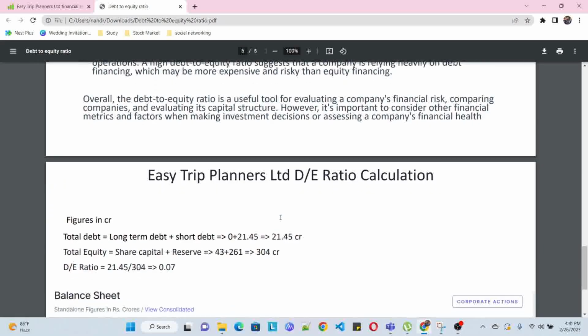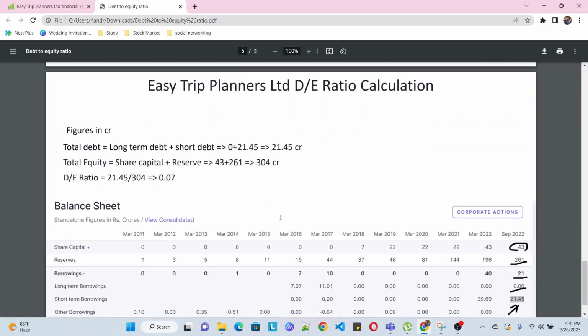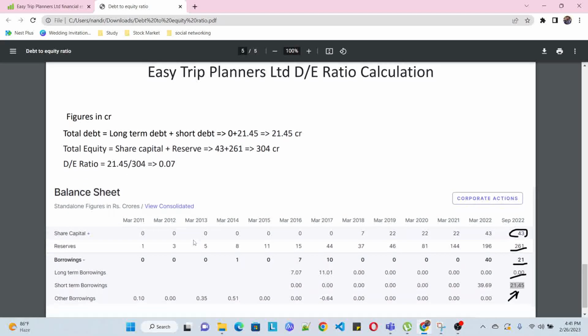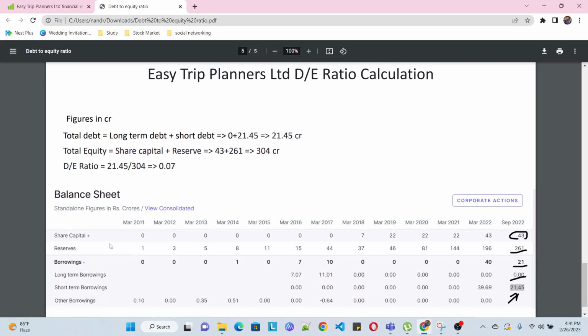financial health. Now we will take a live example. I got this data for East Tip Planner Limited from their balance sheet. The total shareholder capital is 43 crore, all figures are in crore, and reserves of the company are 261 crore, and the borrowings, meaning total debt, is 21.45. So now let's calculate. The total debt, long-term debt plus short-term debt, is 21.45 crore. And the total equity is share capital plus reserves, so the total equity is 304.